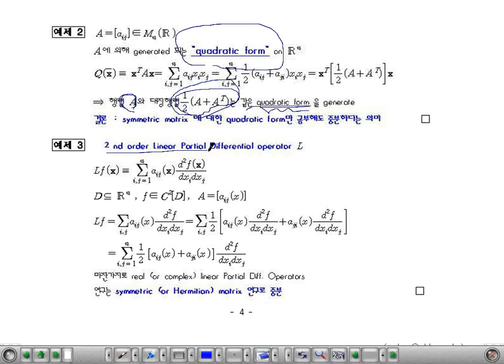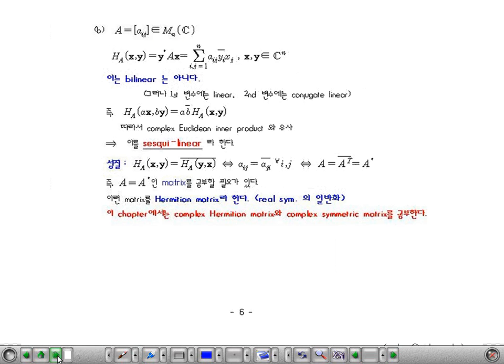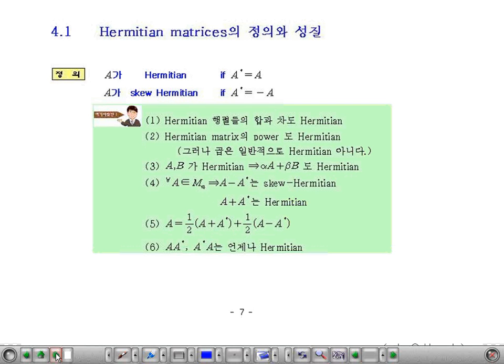Okay, and the second order linear partial differential operator was also a part of the Hermitian matrix, and the undirected graph is also a Hermitian matrix, and bilinear form also uses the same Hermitian matrix. There are some variations of bilinear form, which is called skew-linear, but still the Hermitian matrix is enough to deal with those areas of research.